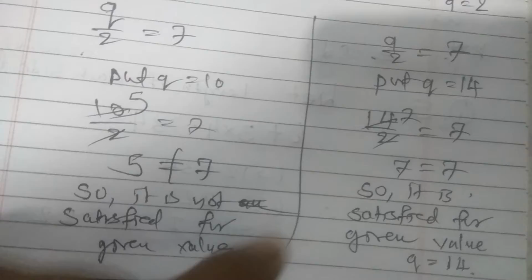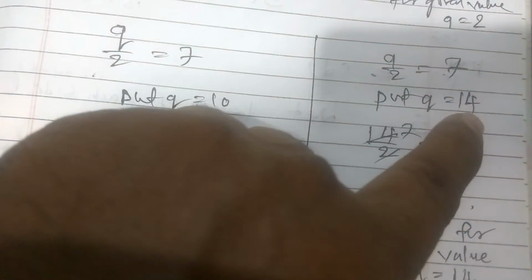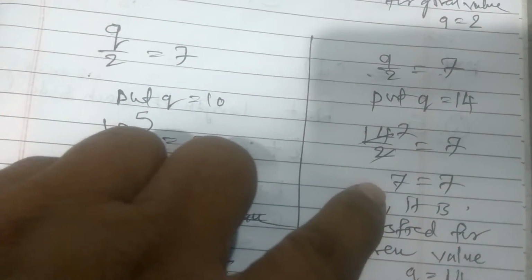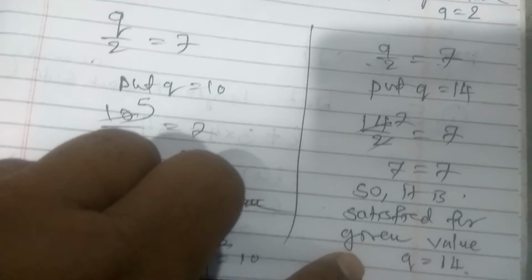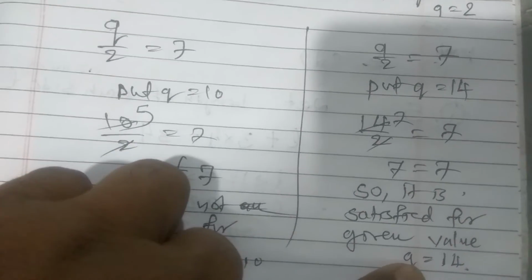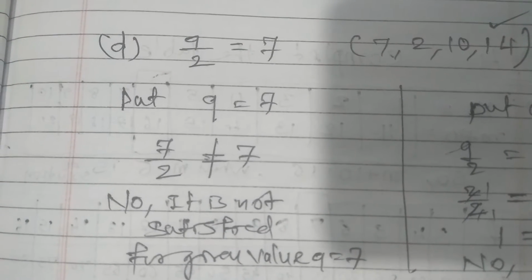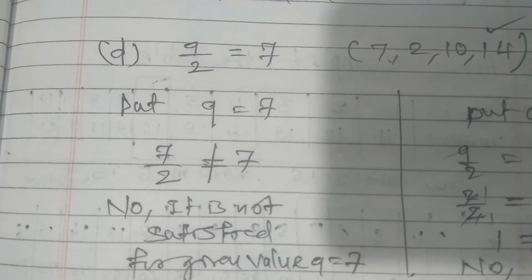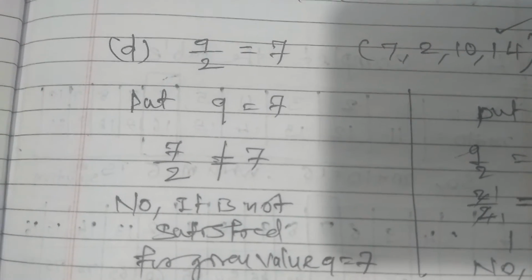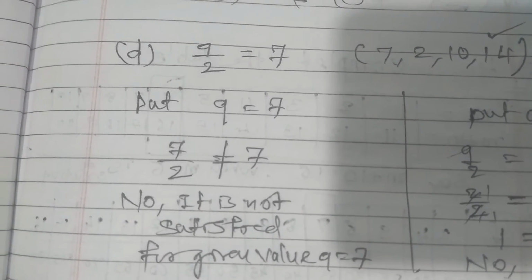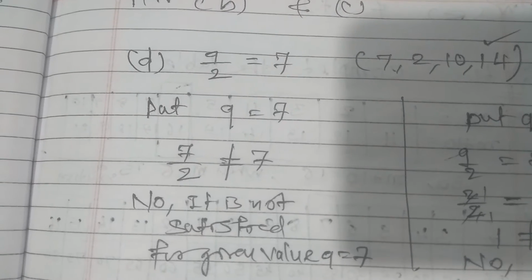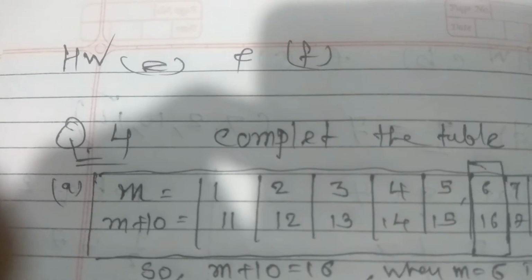Now q equal to 14. 14 upon 2 means 7. 7 is equal to 7. Hence it is satisfied for the given value q equal to 14. So in this D, which one is satisfied? When q equal to 14, q upon 2 equal to 7 is satisfied. So this is the solution. So q equal to 14 is the solution of this equation. Like this you can do E and F for homework.